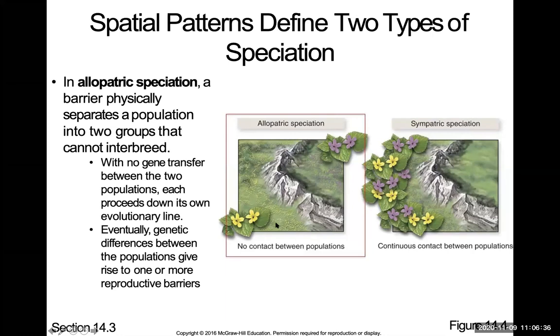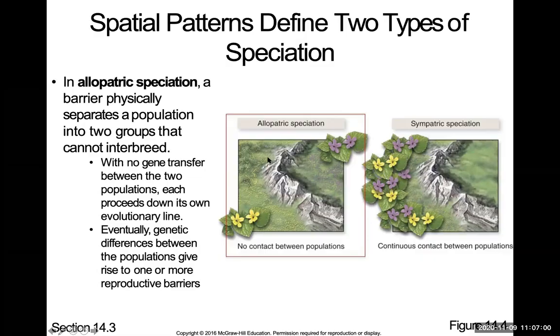So allopatric, there is a physical barrier. You can see this land in between two species. There's a physical barrier. There's no contact between populations. Therefore, they diverge. They evolve independently and they become different species. And this doesn't happen over a year. It takes millions of years to happen.